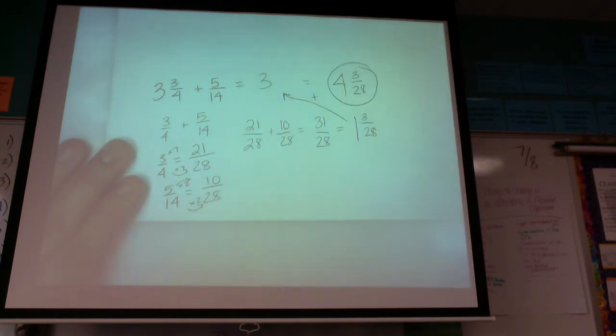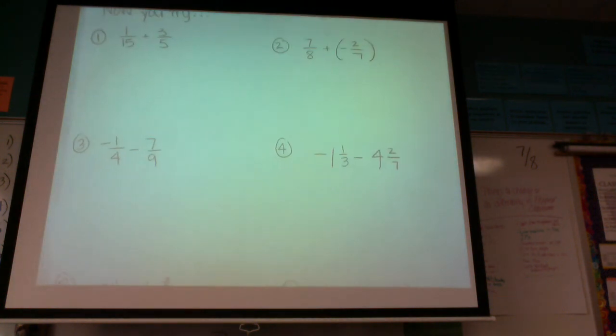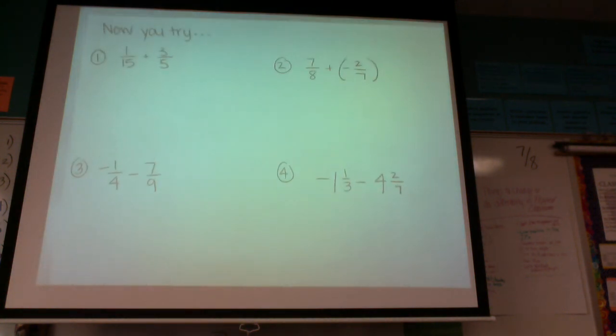And that's already simplified. All right, these next ones are going to be yours to try. So you can go ahead and pause the video and then play back through, make sure that you're doing them correctly.